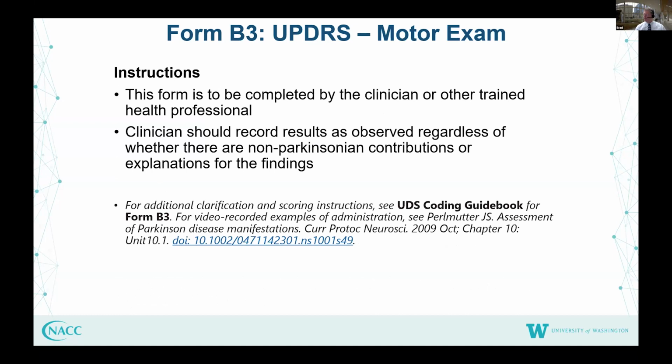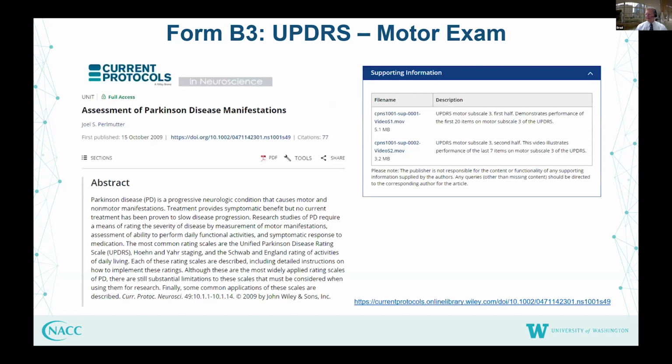For those who may be a bit rusty on the motor exam, or for new people who join any program for training, this is a very good article that Joel Mutter published about 15 years ago. For those who haven't seen it, it's easy to access. And there are two videos associated with it, so you can see how to perform the UPDRS motor exam by video. It's a good training video.